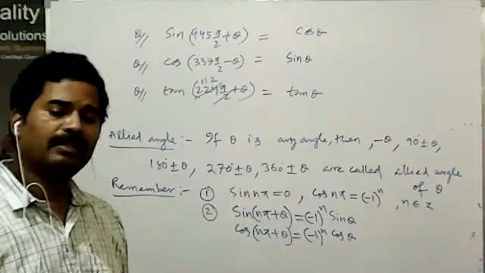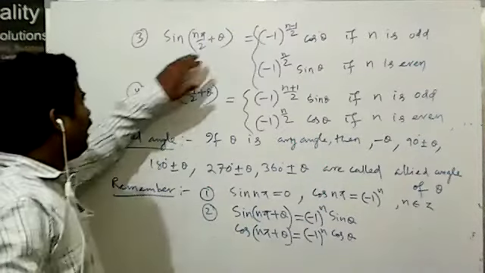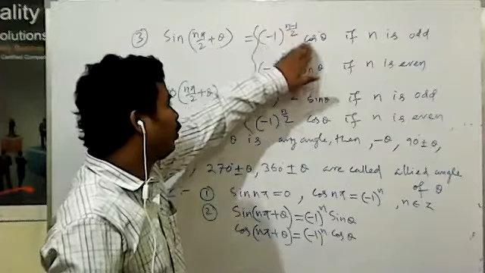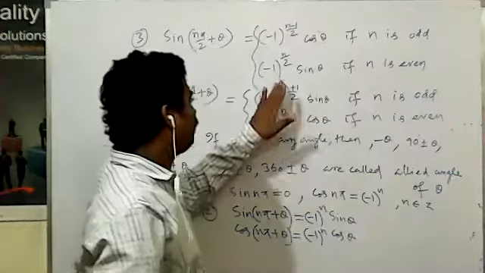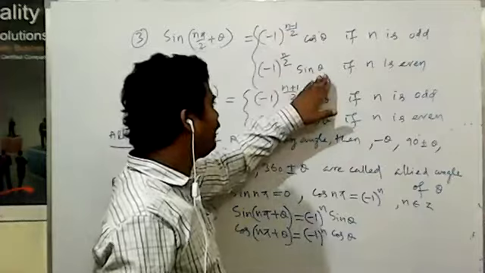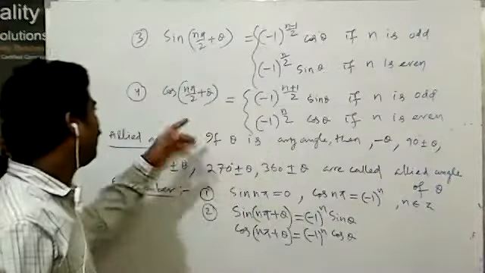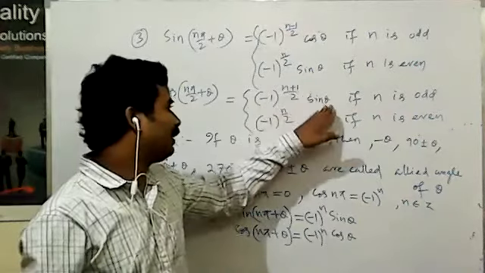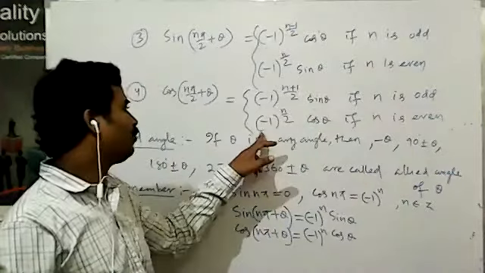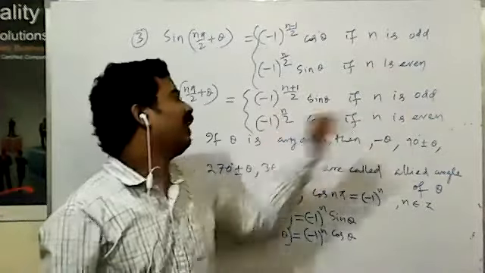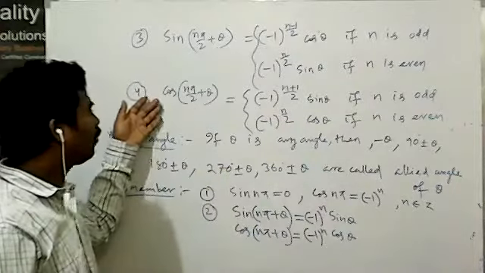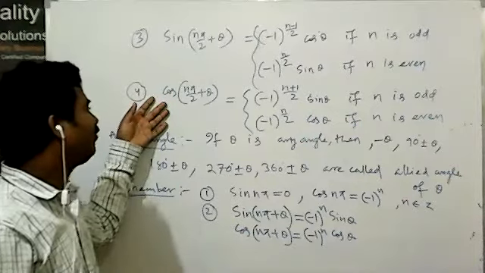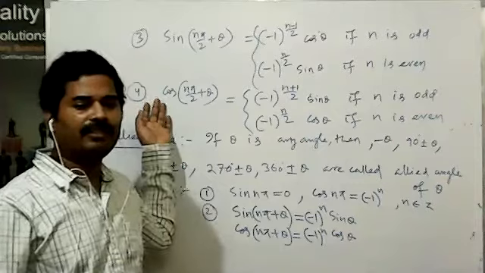Then another remembering point: sin(nπ/2 + θ) is (−1)^((n−1)/2) cos θ if n is odd, and (−1)^(n/2) sin θ if n is even. Similarly, cos(nπ/2 + θ) is (−1)^((n+1)/2) sin θ if n is odd, and (−1)^(n/2) cos θ if n is even. These are the shortcut formulas applicable for finding different functional values of trigonometric functions.